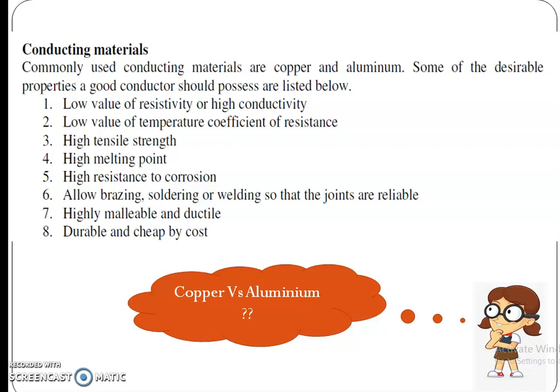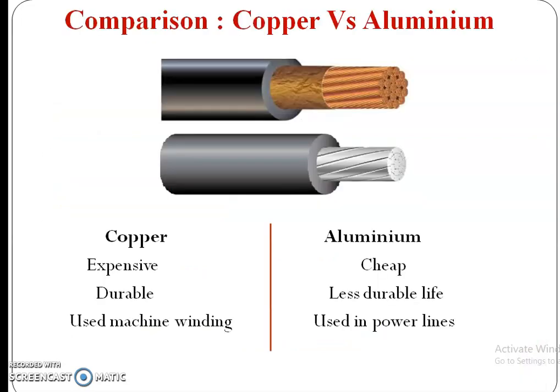Now the question will come to mind: what is the difference between copper and aluminum? Are they the same? No, they are not the same. They have different properties. Both are conducting materials, that is sure, but there are properties which make the difference between these two, copper versus aluminum. We shall study that. So, the comparison between copper and aluminum.